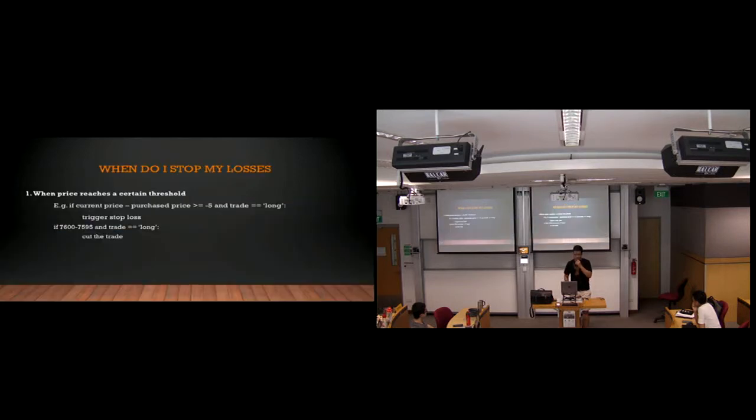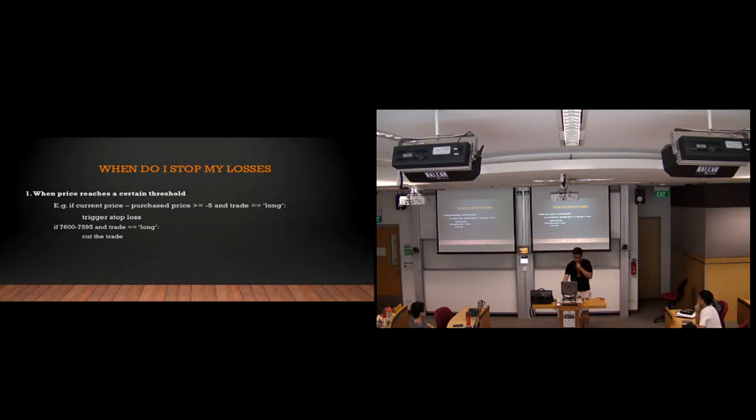On the other hand, stop loss. Now, stop loss happens on two conditions that I set. The first one is when the price reaches a certain threshold. For example, if the trade has already lost $5 per contract of a stock, then I'll be closing it so as to minimize my loss.